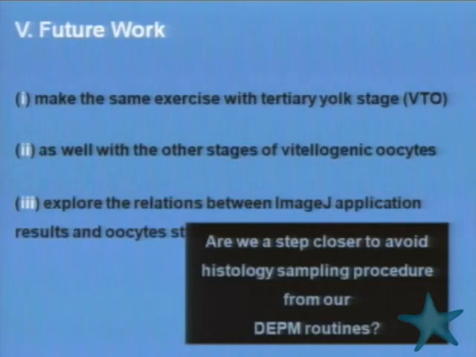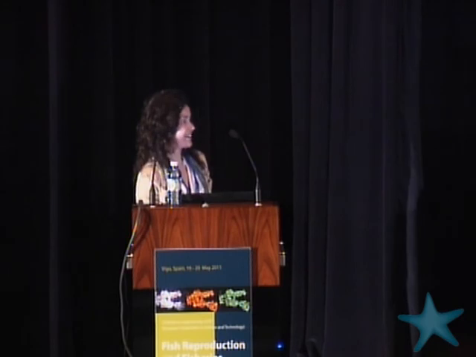Okay, and just to finish, I have a question. Are we a step closer to avoiding the histology sampling procedure from our DPM routines? Let's see. Okay, thank you very much for your attention.